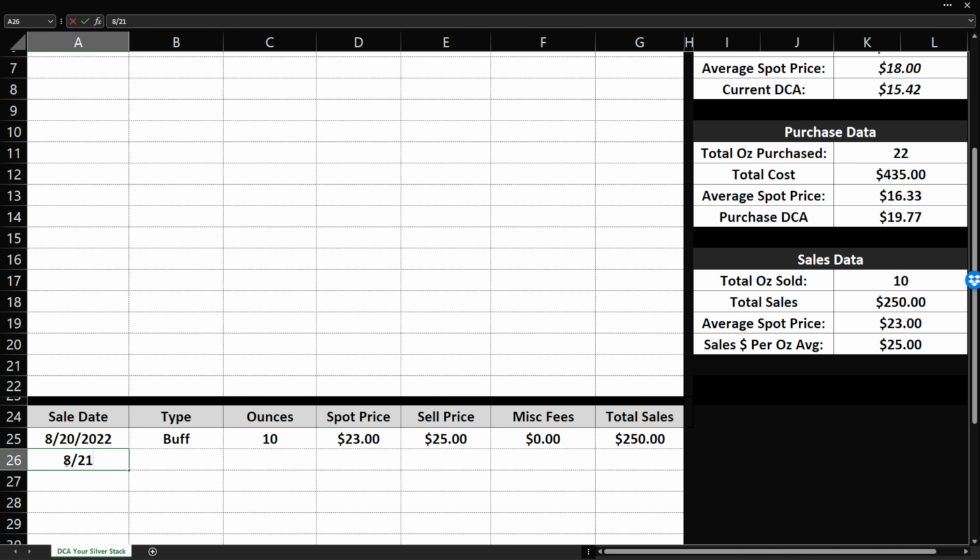Then on 8/21, we see that it's gone up a little bit more. We can sell 5 more ounces. Spot price went up to $24. We got $26 for it. Now you can see we have 15 ounces sold for a total of $380, an average spot price of $23.50, and an average sales per ounce of $25.33.